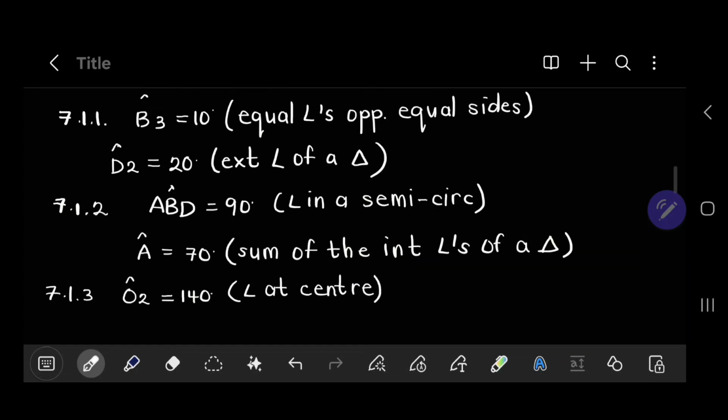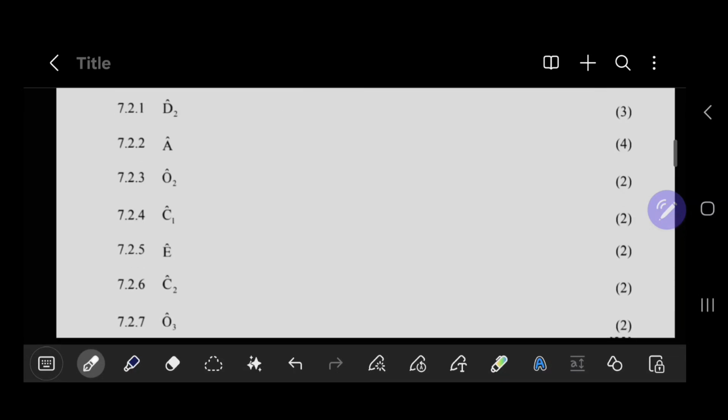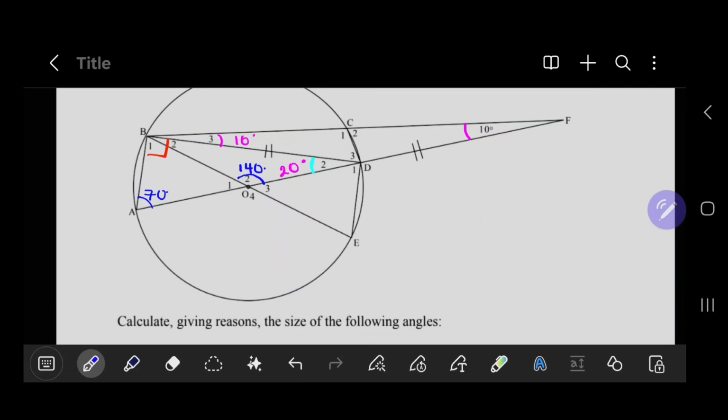Now this makes sense because this question was 2 marks, so 1 mark for the angle, 1 mark for the reason. So from here onwards, the remaining questions are also for 2 marks, so they should be quite straightforward. The next angle we need is angle C1. Okay, so let's locate angle C1 on our diagram. Here it is.